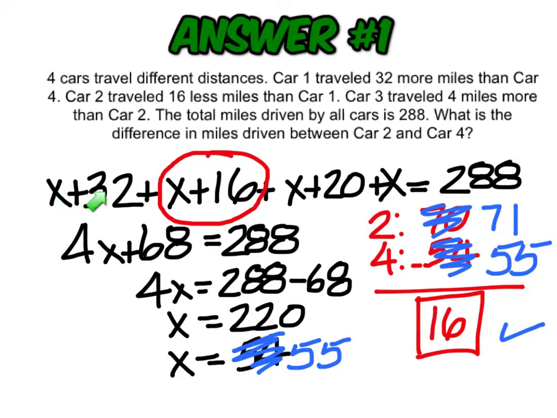The first car was X plus 32, second one X plus 16, third one X plus 20, and the fourth one is X. So when you go through and solve it, don't stop here. Read the last sentence: difference in miles driven between car 2 and 4. Plug 55 in here, and of course 55 is X, and subtract to get the difference.